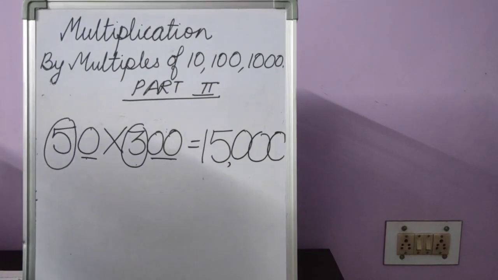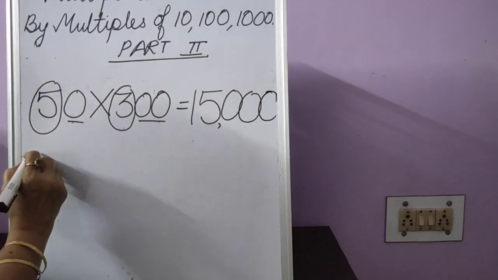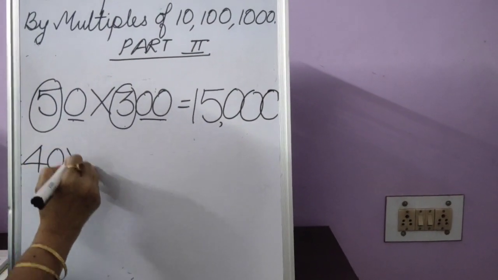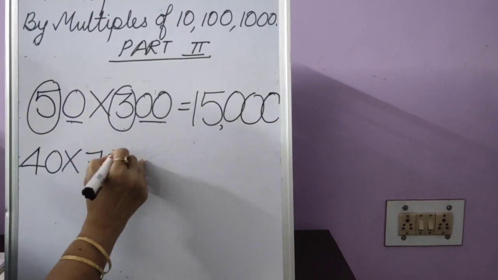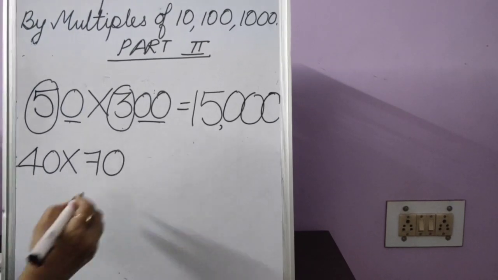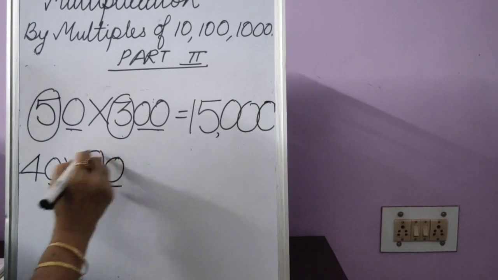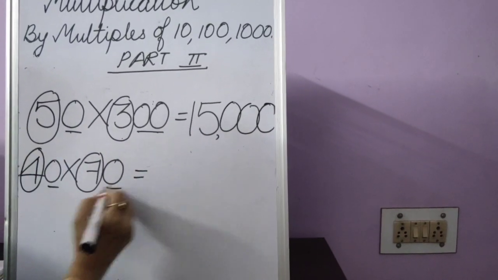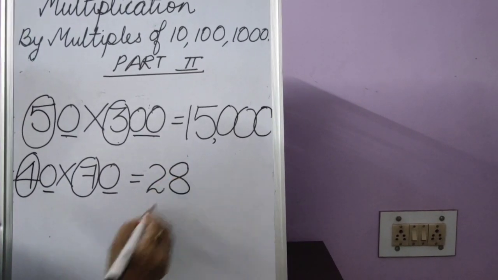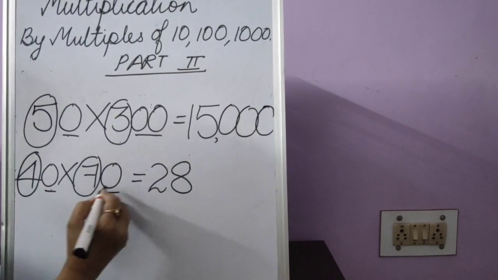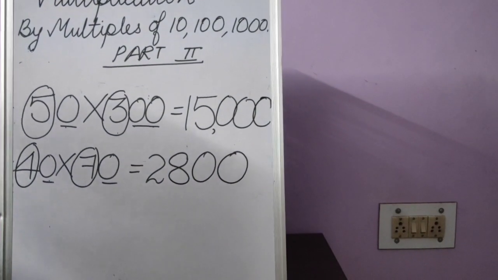Got it? Now, in the same way, for example, if you have 40 multiplied by 70. Okay? Leave out the zeros at the moment. What is left with you? 4 multiplied by 7. How much is 4 multiplied by 7? 28. How many zeros have we left out? 1, 2. Right in front of that. And your sum is over. Isn't it so very easy?